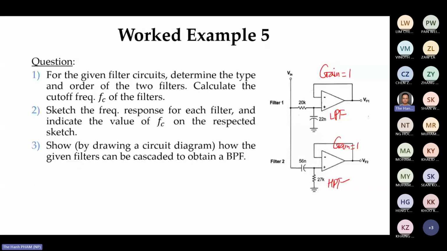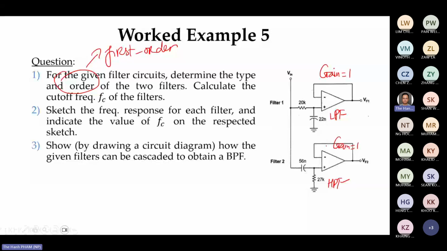So of course, first order, right? The order here is first order. And you have a first order low pass filter on top, and at the bottom you have a first order filter. Now the cutoff frequency for this one, I call F1, is 1 over 2 pi.